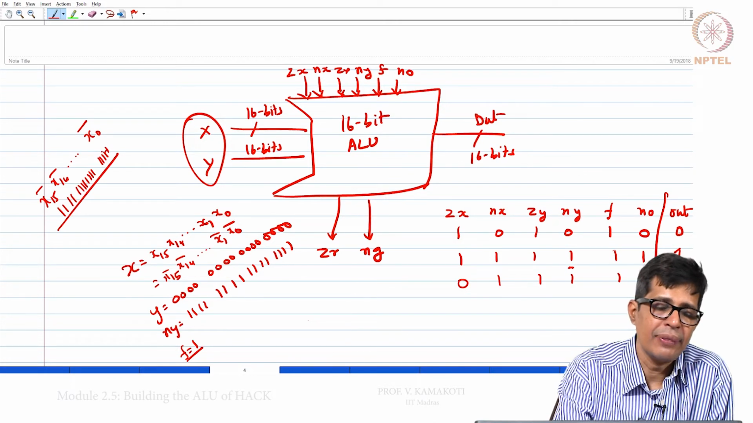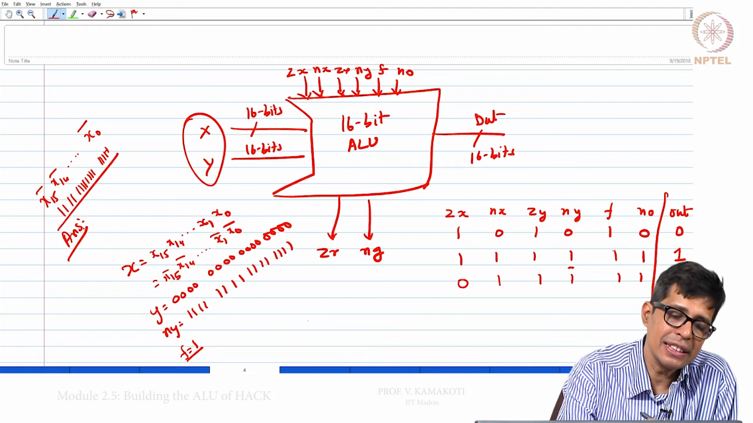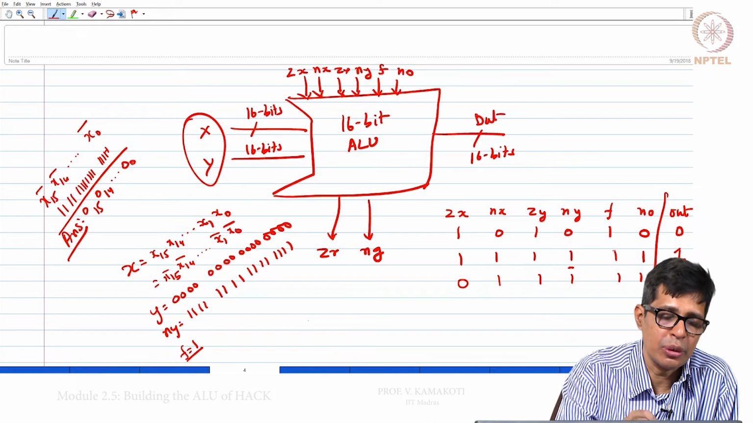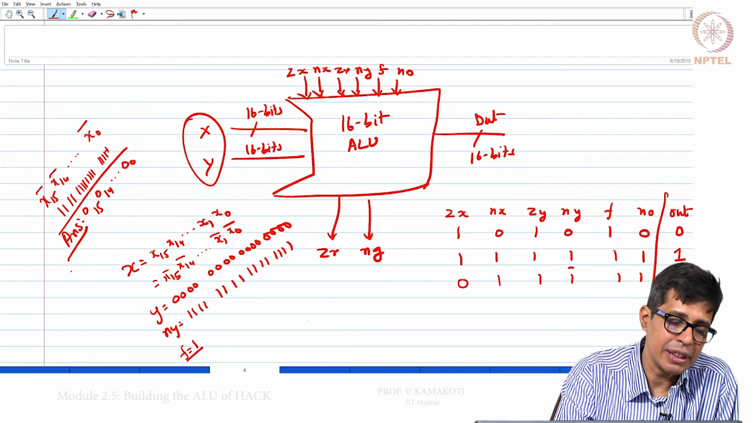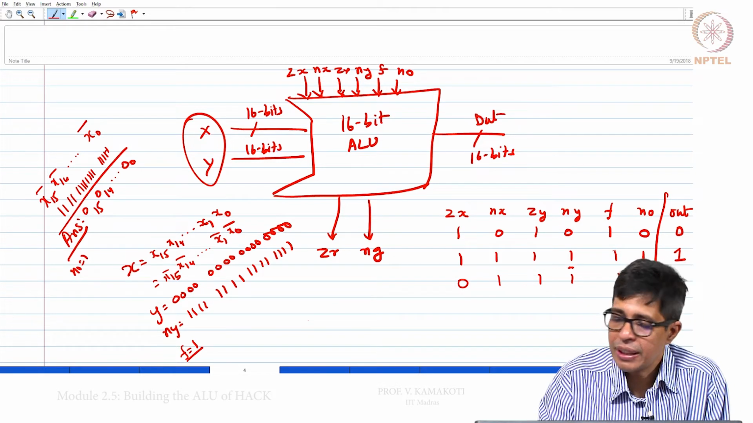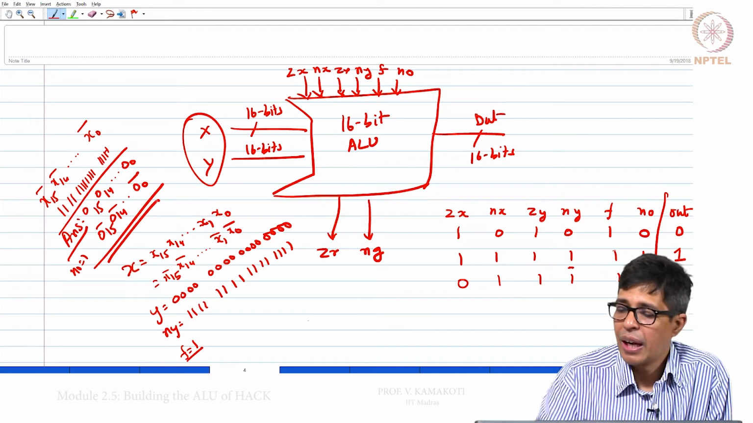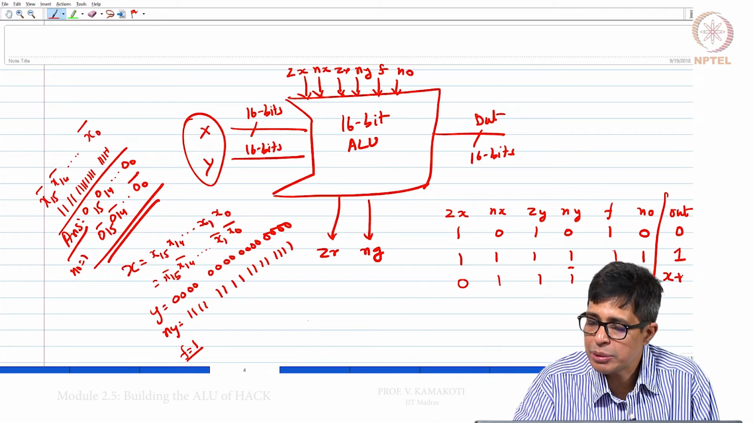Okay. And we get some answer, and this answer, let me say this is O15, O14 to O0, this again we invert, because no is equal to 1 here, we invert. So, this will become O15 bar, O14 bar till O0 bar. Our claim is that this will result in x plus 1.